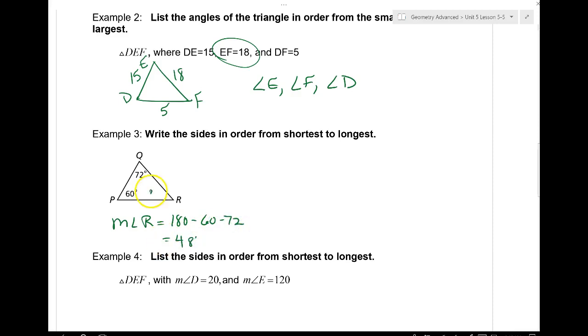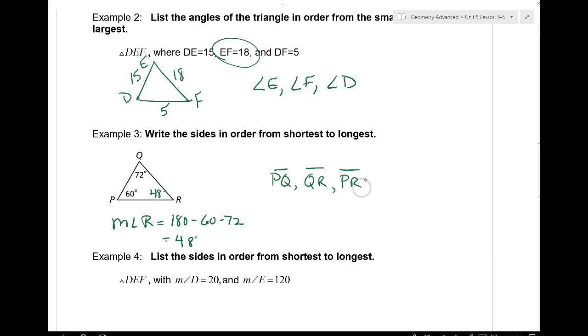All right, the moment you do that, isn't it quick to name your sides? And remember, I'm just listing them, so it just says write the sides in order. So if that's the case, guys, what's your shortest side? Yep, PQ or QP, doesn't matter which one you say first, as long as you have your segment bar there. What's going to be our middle side? And what would be our longest side? PR.